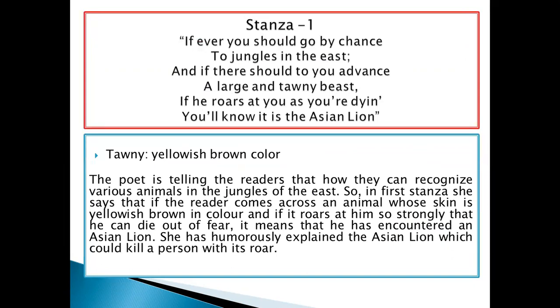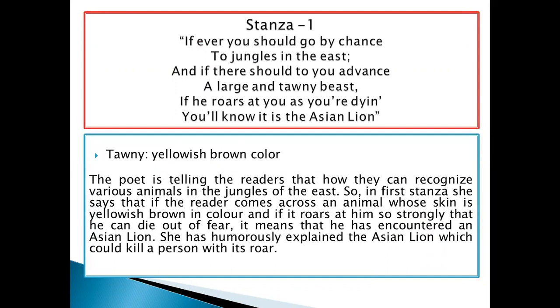The first stanza. If ever you should go by chance to jungles in the east, and if there should to you advance a large and tawny beast, if he roars at you as you are dying, you will know it is the Asian lion. So here in the first stanza, the poetess is trying to tell the reader how they can recognize various animals in the jungles of the east.